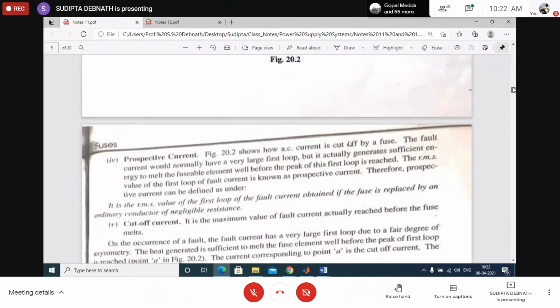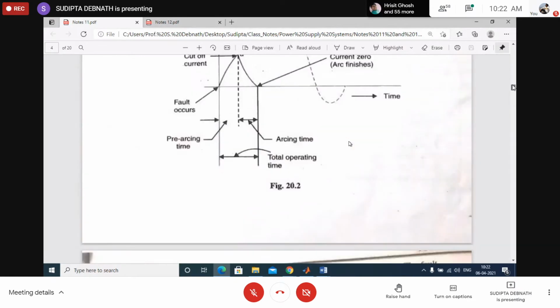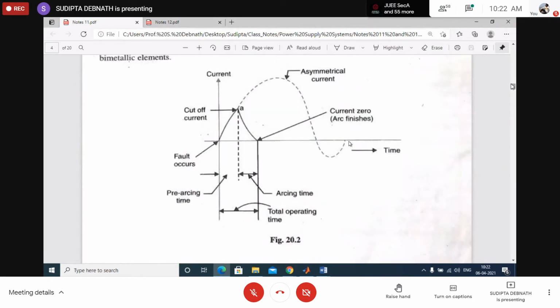See, if the fuse is not there in the circuit, fuse is replaced, say, by an ordinary conductor, then what will happen? There will be no question of melting. So as if it is a conductor, fuse is not there. The current will flow. And the RMS value of the first loop of the current is called the prospective current.